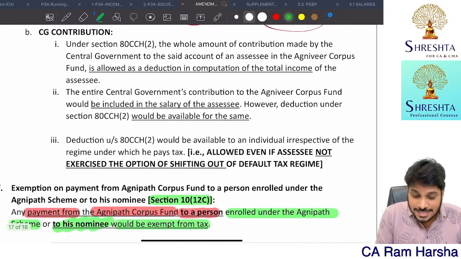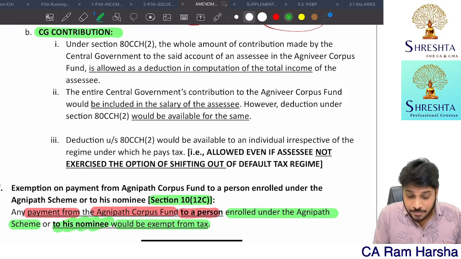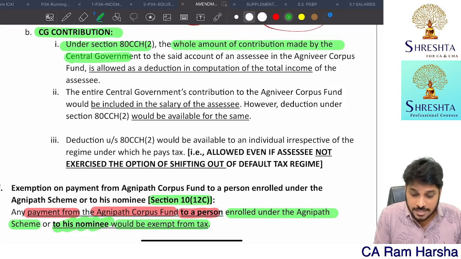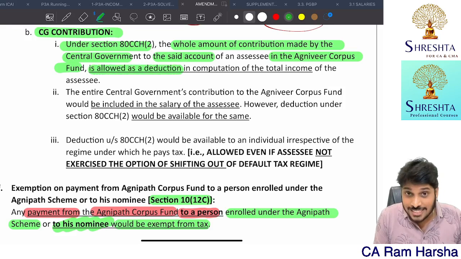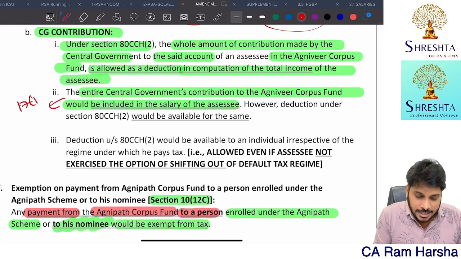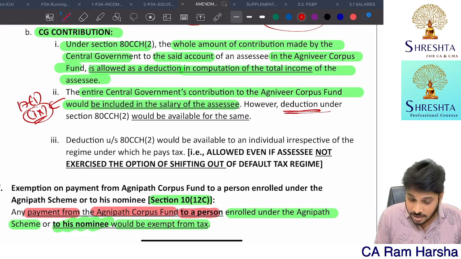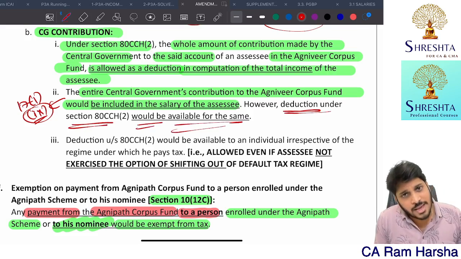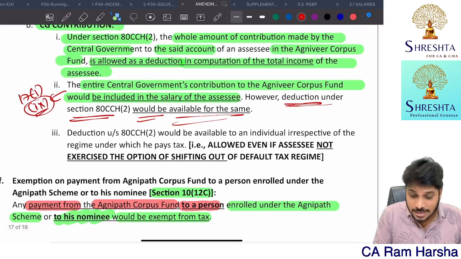However, the central government is also contributing, right? Under 80CCH subsection 2, the whole amount of contribution made by the central government to the Agniveer fund is allowed as deduction in computing the total income of the Agniveer SSC. The entire contribution would first be included in salary. That's why the salary definition has been modified by inserting the 9th clause. However, deduction under 80CCH2 will also be available. And remember, this is completely different.